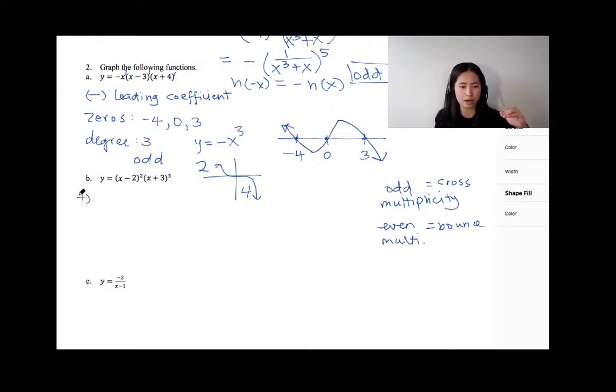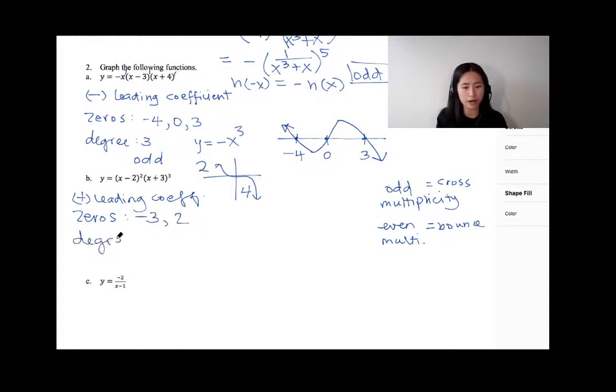So we now have a positive leading coefficient. I'm just going to abbreviate coefficient as coef, but that's coefficient. And your zeros are essentially -3, right? x plus 3 and x minus 2, right? And then your degree now is going to be 5, right? And the reason why it's 5 is because it's 2 plus 3, right? So degree is the sum of your multiplicities.